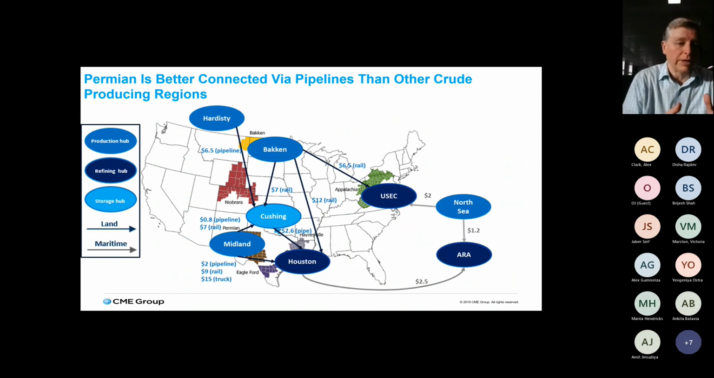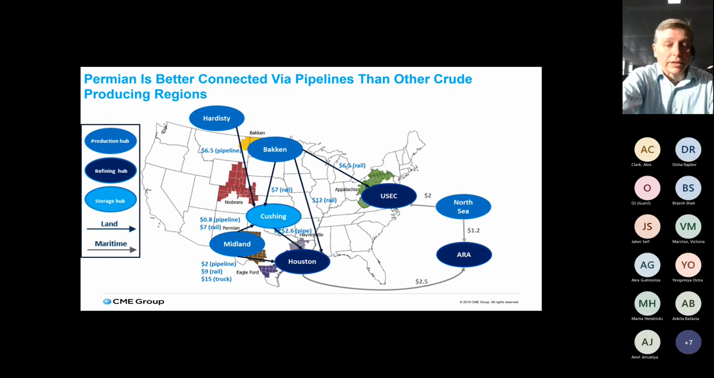One pipeline goes from Midland, which you can see on top of the Permian region there, to Cushing, which is where West Texas Intermediate crude oil is priced and stored in various facilities. And it costs only 80 cents, or $0.80, to ship a barrel of oil from Midland to Cushing through the pipeline. Likewise, it can go from Midland to Houston for $2 per barrel equivalent.